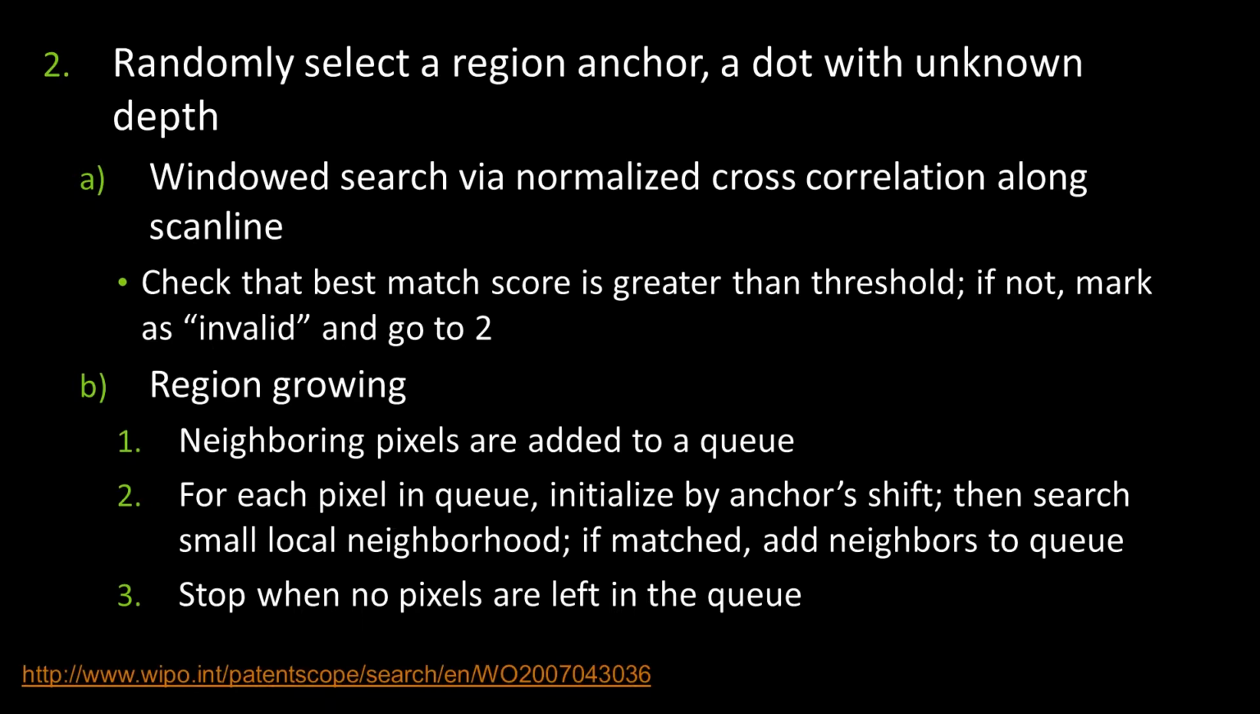So the first thing you do is you project out these dots and you just detect them. So you detect these speckles and you label all of them as unknown. I don't know their depth. Now what you start doing is you randomly select a dot that's labeled as unknown. And then you take this windowed search, all right, doing a normalized correlation along a scan line. That is, I really should say along an epipolar line.